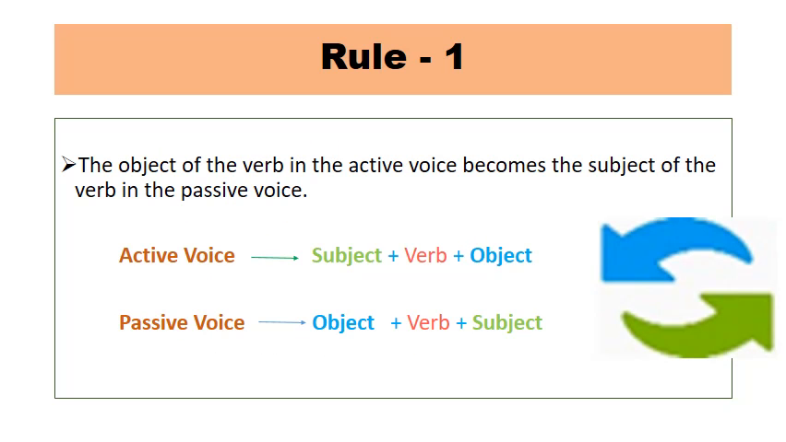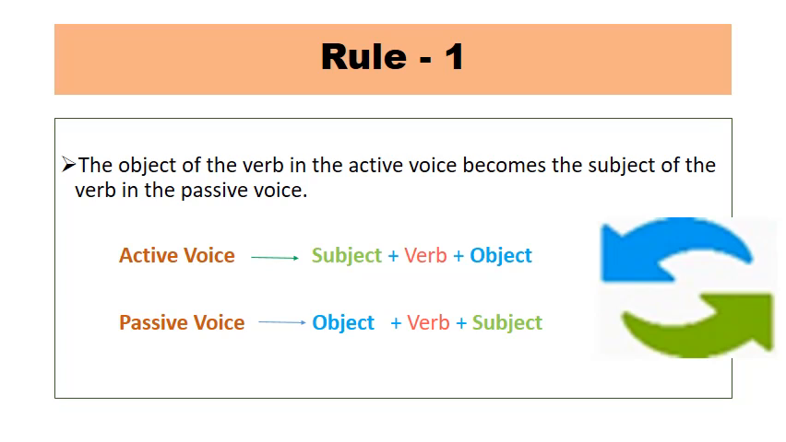Dear students, let's discuss some important rules for changing active voice into passive voice. Rule number 1 is on the screen. The object of the verb in the active voice becomes the subject of the verb in the passive voice. It means when we change the active voice into the passive, the subject goes into the predicate. This has been explained here.